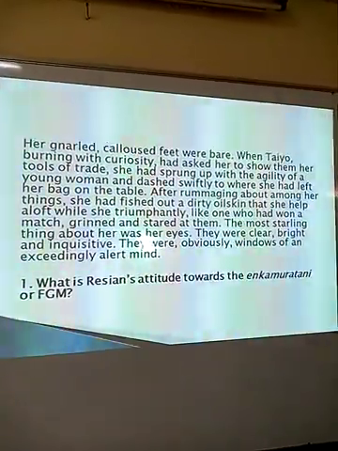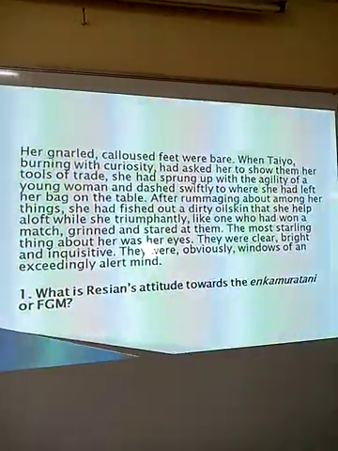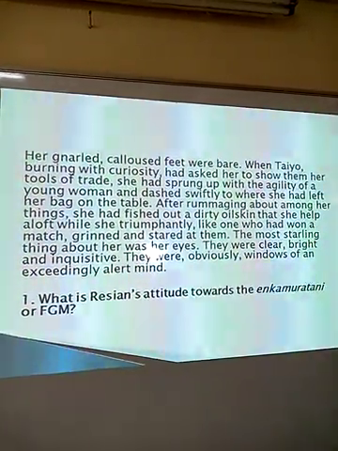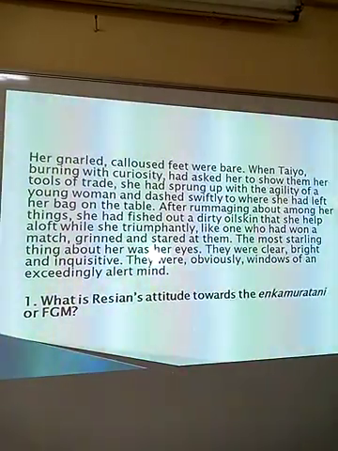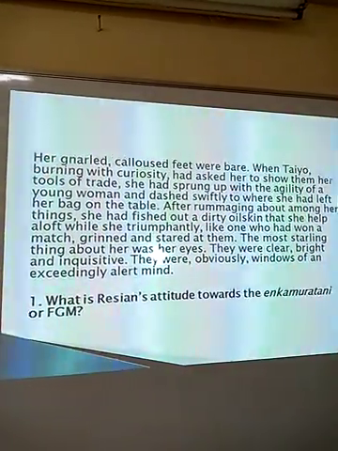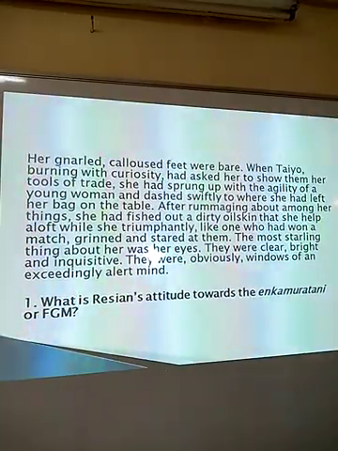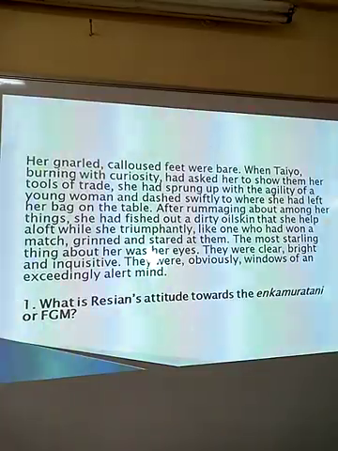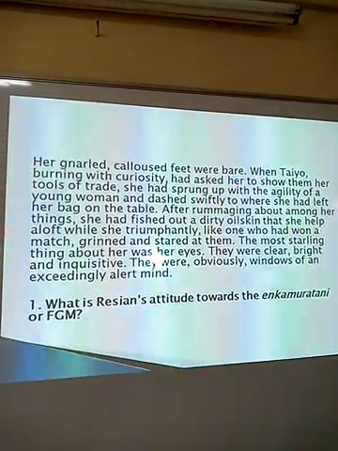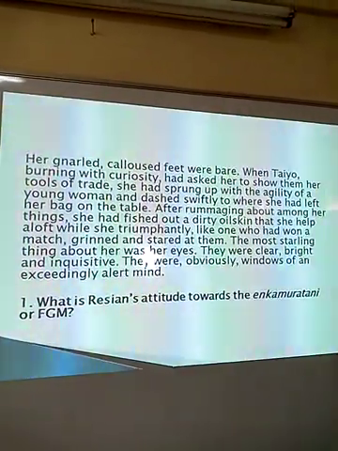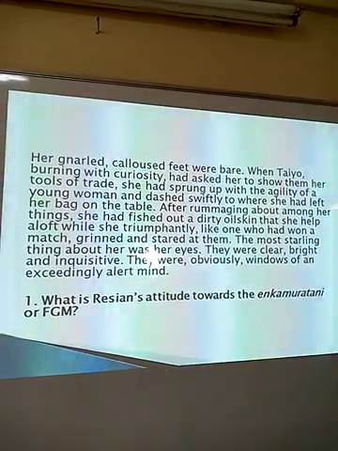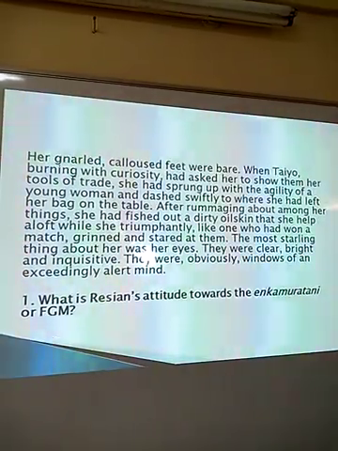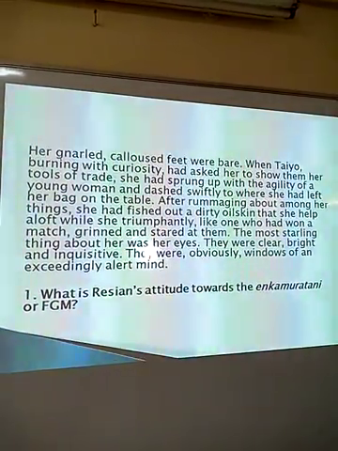When Taiyo, burning with curiosity, had asked her to show them her tools of trade, she had sprung up with the agility of a young woman and dashed swiftly to where she had left her bag on the table. After rummaging about among her things, she had fished out a dirty oilskin that she held aloft while she triumphantly, like one who had won a match, grinned and stared at them. The most startling thing about her was her eyes. They were clear, bright, and inquisitive. They were obviously windows of an exceedingly alert mind.